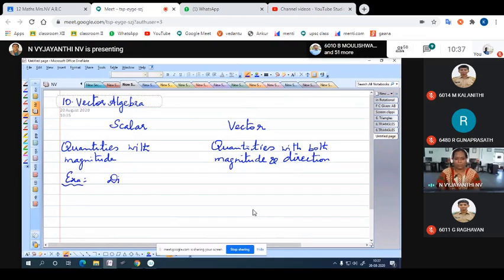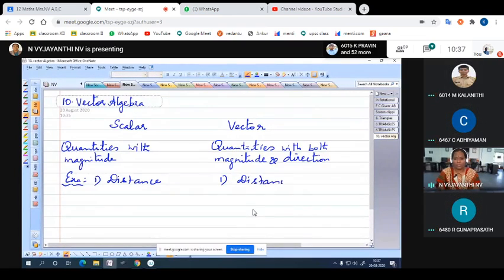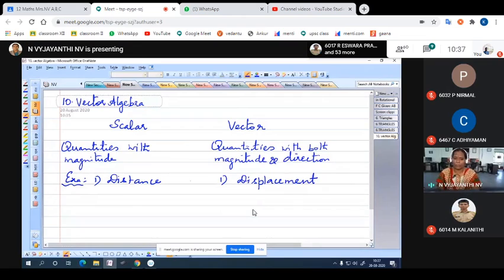Example, we have distance. 21 kilometers is distance, but the corresponding vector quantity is what? Displacement. Displacement means the shortest distance between two points, say Amaravati Nagar to Udumalpet, where I am mentioning the direction also, Amaravati Nagar to Udumalpet or Udumalpet to Amaravati Nagar. Then after distance, we have speed.